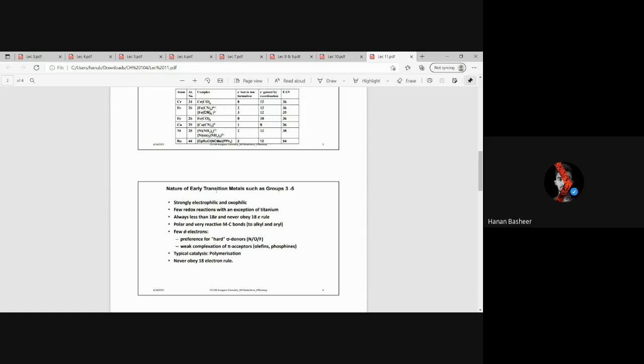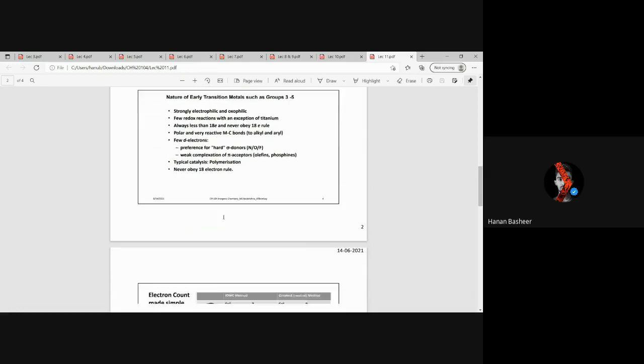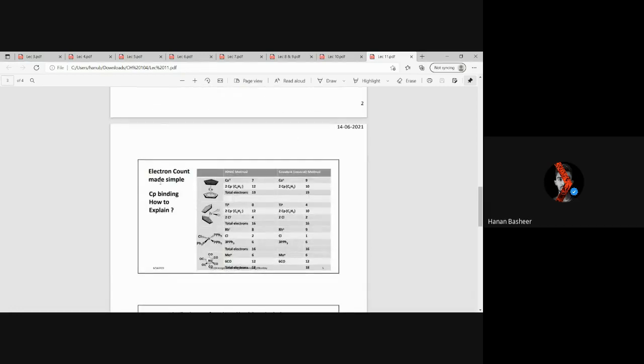And early transition elements such as group 5 will have strong electrophilic and oxophilic nature. We have discussed this before, that they do not obey the 18 electron rule and will always be less than 18 electron. Then electron count made simple.